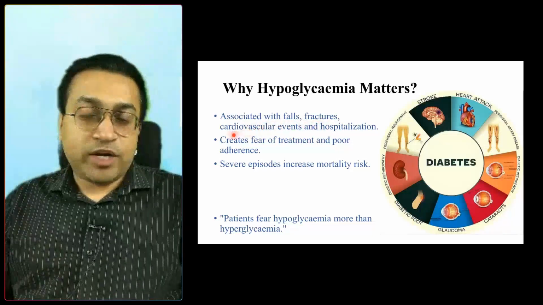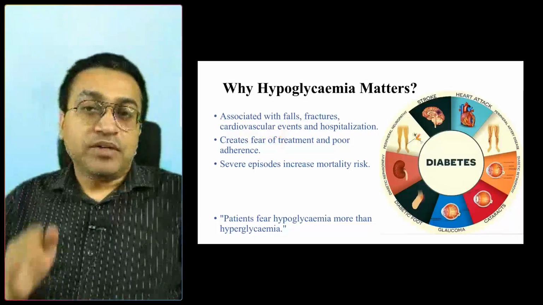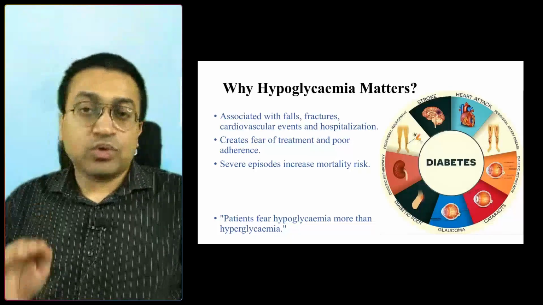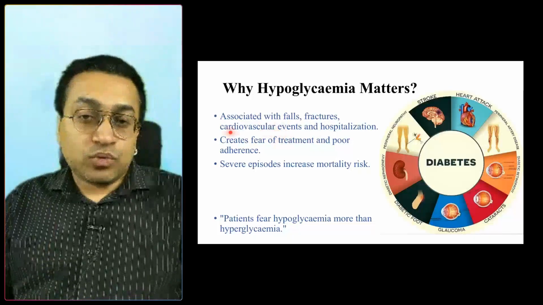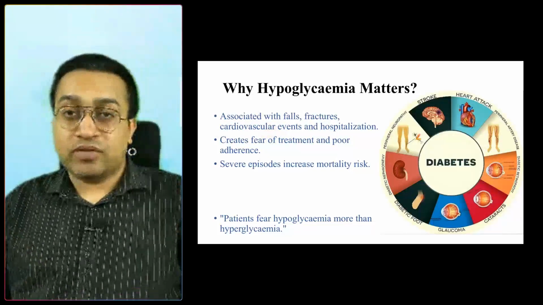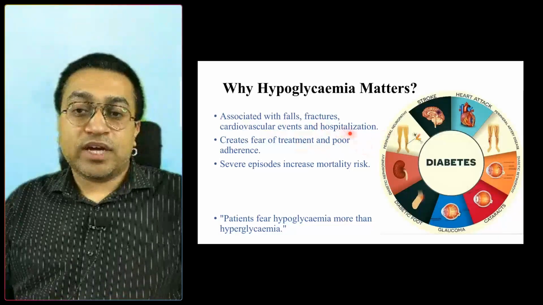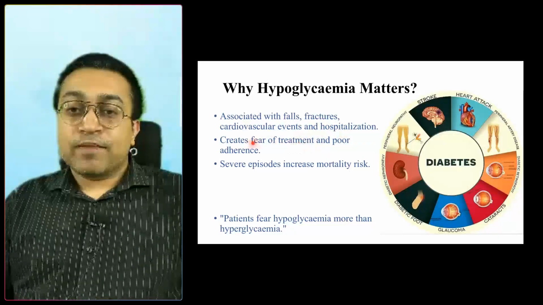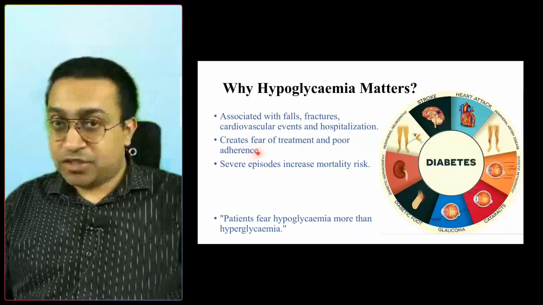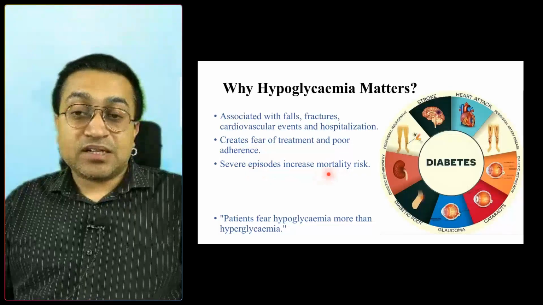And as you might be knowing, the cardiovascular events. As you understand, hypoglycemia means there will be less glucose. So when the blood sugar level is down below the normal limits, it will lead to multiple events. There can be cardiovascular events or cerebrovascular events or any kind of such events which can be fatal also, and eventually that would require hospitalization. So this also creates a fear of treatment and poor adherence amongst the patients. This is very important. You have to understand this. So severe episodes increase the mortality risk.